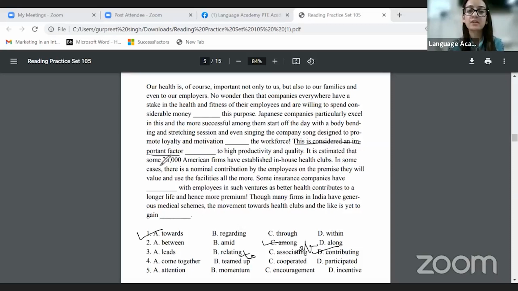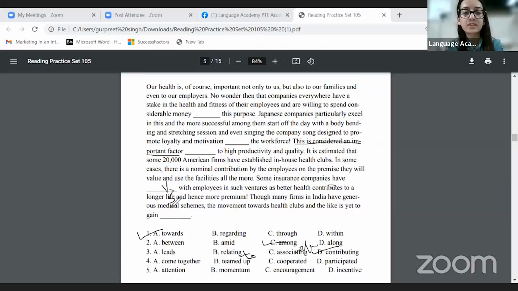It is estimated that some 20,000 American firms have established in-house health clubs. In some cases, there is a nominal contribution by the employees on the premise that they will value and use the facilities all the more. Some insurance companies have dashed with employees in such ventures as better health contributes to a longer life and hence more premium. So with have comes the third form of verb.